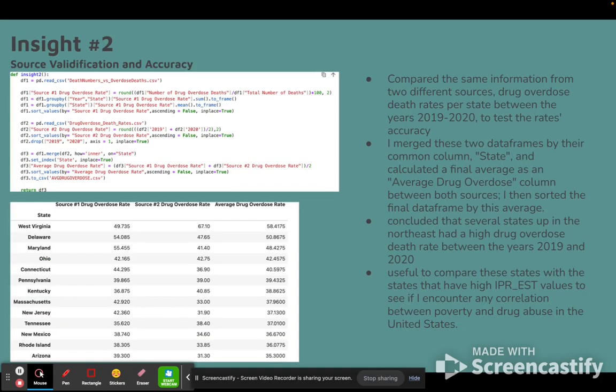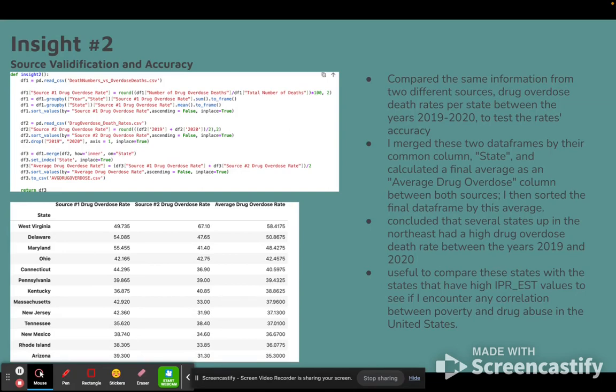For my insight number two, source validation and accuracy was the main goal. I compared the same information from two different sources, drug overdose death rates per state between the years 2019 and 2020, to test rates' accuracy. One of my sources came from Wikipedia, and I averaged the overdose death rates for these years per state, and then my other source came from the data.cdc.gov website, which was originally a JSON file. And even though the data frame I created from it during phase two was organized differently, it provided me with enough information to calculate the same overdose rate.